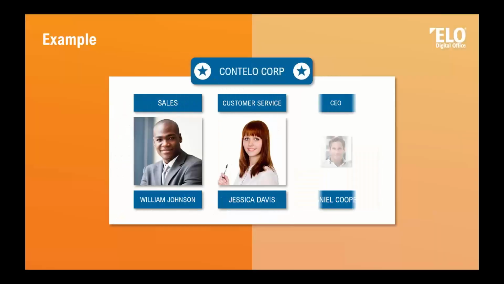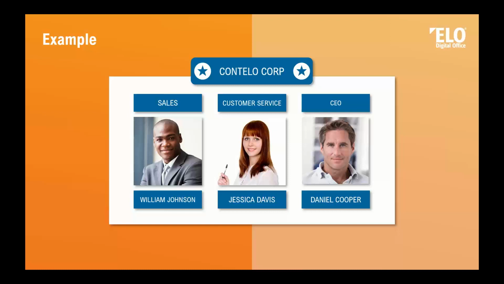So I'll give you an example. We have the Contilu Corporation with 3 employees. The first one is the sales director, William Johnson. Then we have Jessica Davis in the customer service, and the CEO, Daniel Cooper. And they all work in one company. They sit in the same building, and the office is in the same building.